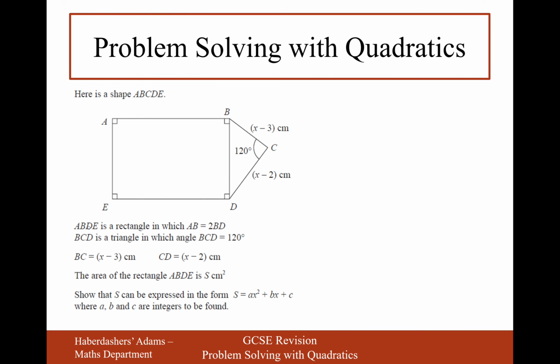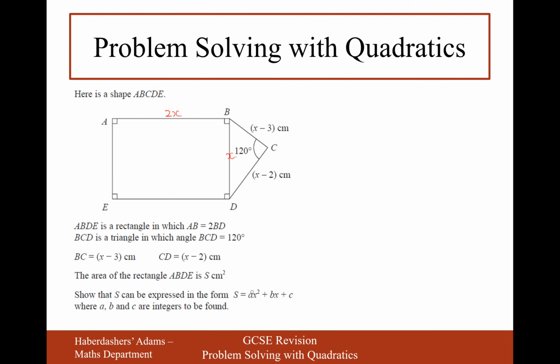Okay, so ABDE is a rectangle such that AB is equal to double BD. So if we call this line x here, then this side here will be 2x. The area of the rectangle ABDE is s centimeters squared, so that s can be expressed in this form.